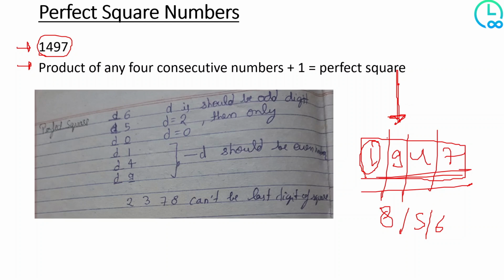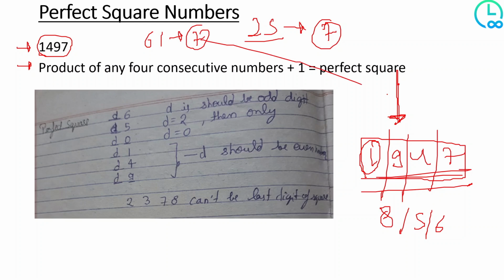25 is a perfect square number, so it must satisfy this. It is satisfying; the digital root is 7. But take any other number, let's say 61. 61 is satisfying this, but 61 is not a perfect square number. So remember this: any perfect square number will always have a digital root among 1, 9, 4, 7. But a number having this digital root may or may not be a perfect square number.